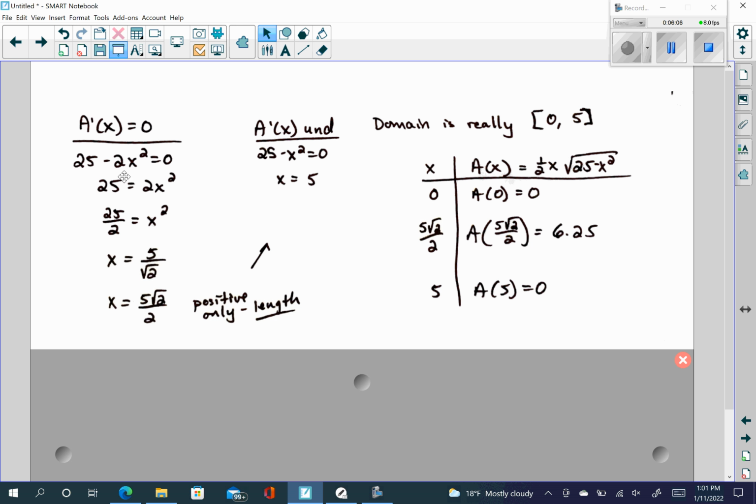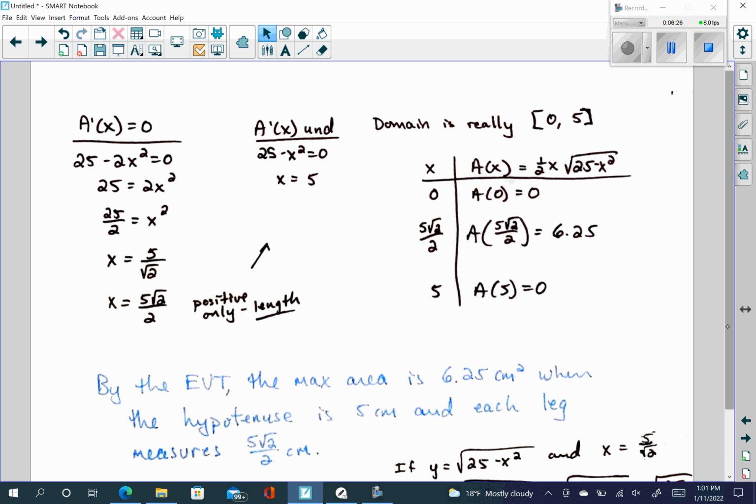So if we set 25 minus 2x squared equal to 0, we end up getting 5 over radical 2, or you could rationalize this. Again, we only want the positive length. And where is it undefined? That would be when x is equal to 5, but that's the other endpoint. So evaluating our area function at these three values, this is the result. So we could see we're going to get a max area here.